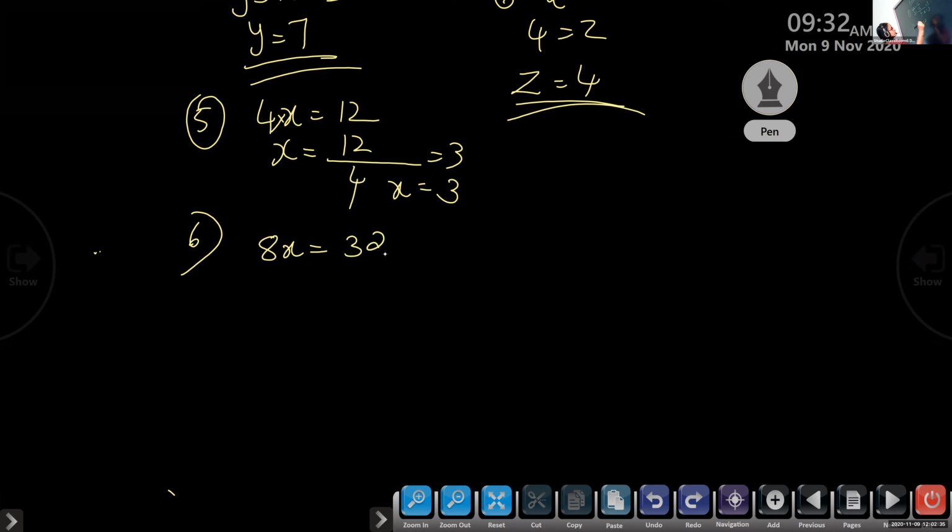Question number 9. 2y plus 9 equal to 4.